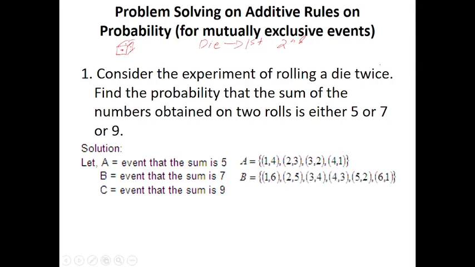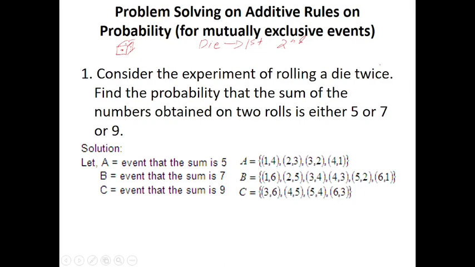Sa B naman, the event that the sum is 7. So, 1, 2, 3, 4, 5, 6. Anim lahat yung kanyang possible outcomes. 1 plus 6 is 7, 2 plus 5 is 7, 3 plus 4 is 7. Eh dito naman, 1 plus 4 is 5, 2 plus 3 is 5, kaya the sum is 5. Okay, so yan lahat ng possibility.